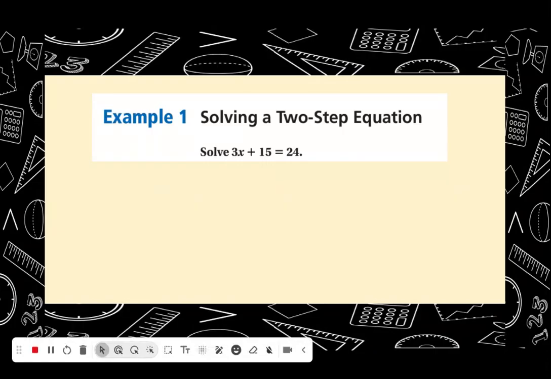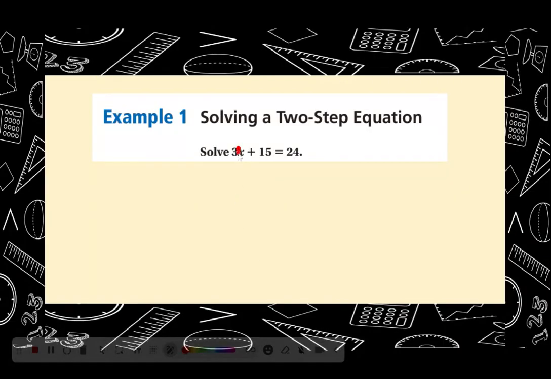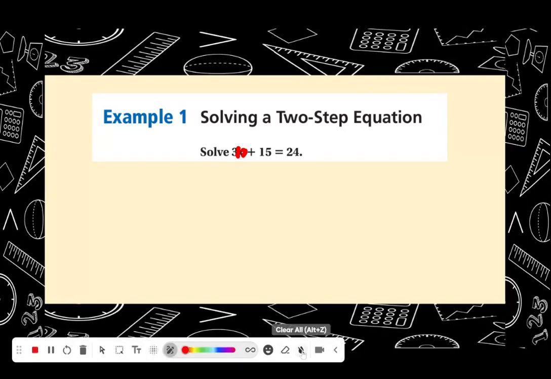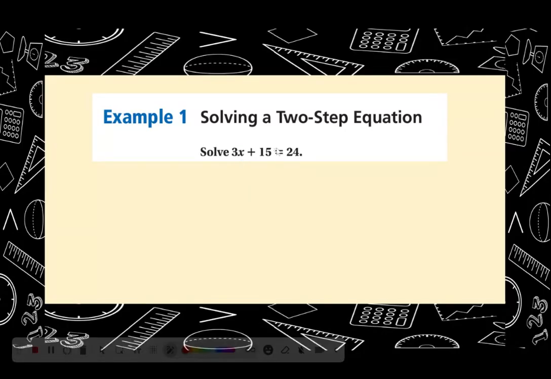So here we have a two-step equation. Remember with the equation, our goal is to get the variable by itself. So I want to get x isolated. So I'm going to split the equation at the equal sign. Remember, an equation is like a balance. I'm going to isolate the variable.